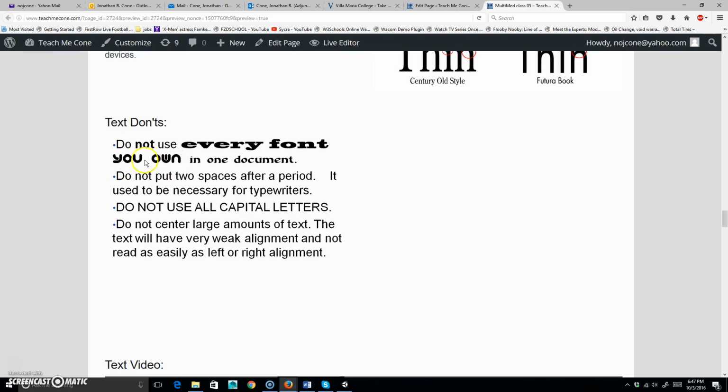Some text things that you don't want to do. Don't use every font you own in one document, right? So whatever you're making, you generally want to try and use 2, maybe 3 fonts. Don't go above that. Do not put 2 spaces after a period. It used to be necessary for typewriters in order to separate words. Don't use all capital letters. It makes it look like you're shouting. It's not tasteful. And don't center large amounts of text. It'll give you the weak alignment, such as I was mentioning earlier.